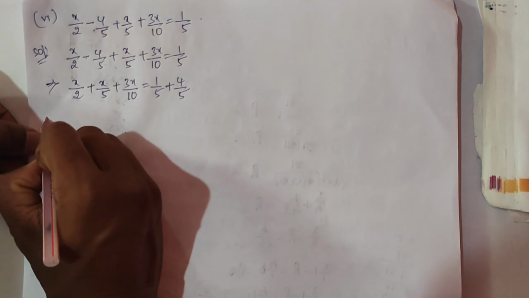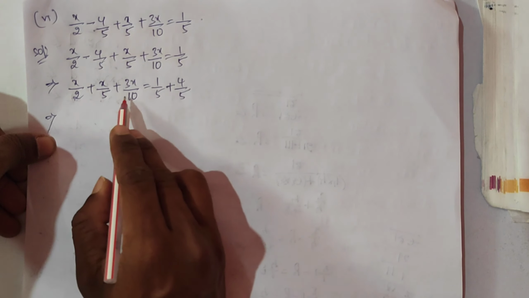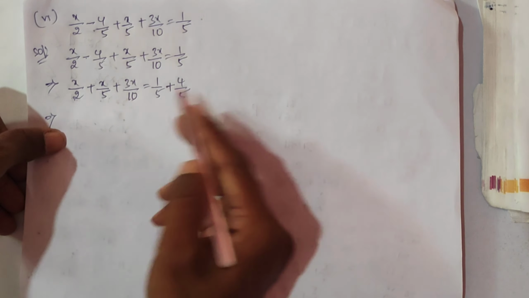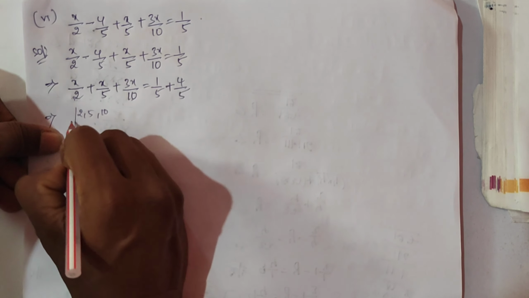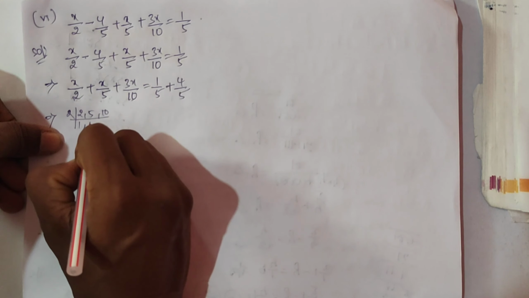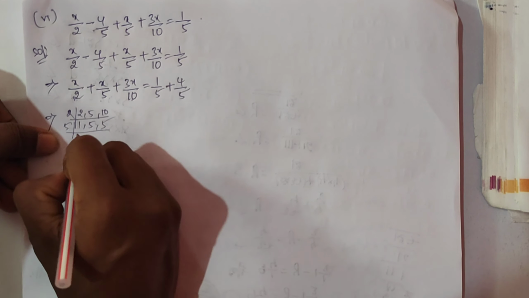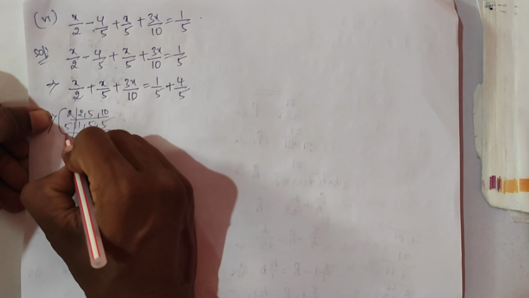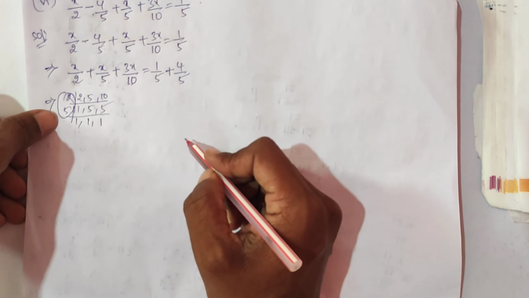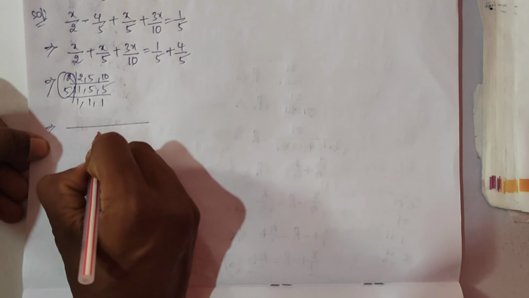Right? This implies, now what you do, you consider the LCM of the denominators. 2 comma 5 comma 10. LCM, you get 10 only. So if you take 2, 5, 10: 2 1s are 2, 5 stays as it is, 2 5s are 10. And 5 stays as it is, 5 1s are 5, and 5 1s are 5. Then 2 into 5 is equal to 10. 10 is the LCM.